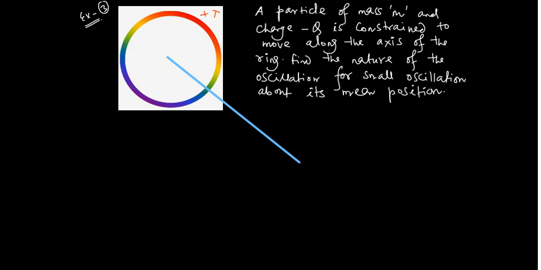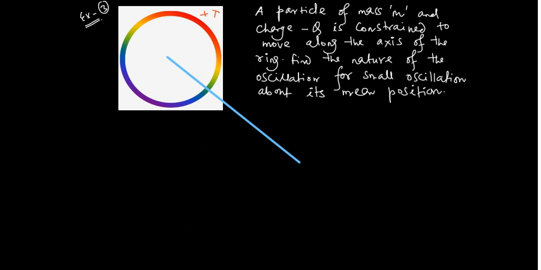So in the next case, you see there is a ring, which is also uniformly charged with linear charge density λ, and there is a particle of mass m and charge minus q constrained to move along the x-axis, or along the axis of the ring. Find the nature of oscillation for small oscillation about its mean position.